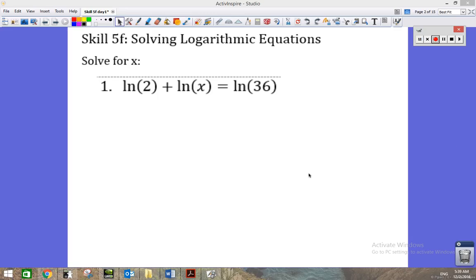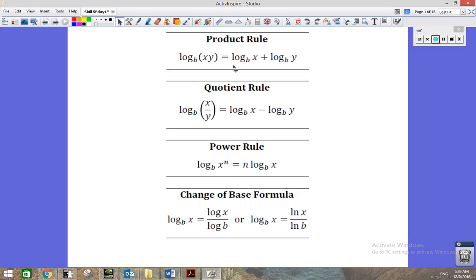Let's take a look at skill packet 5 with exponential and logarithmic functions, and in skill 5F we're solving logarithmic equations. You definitely need to know the properties of logarithms.